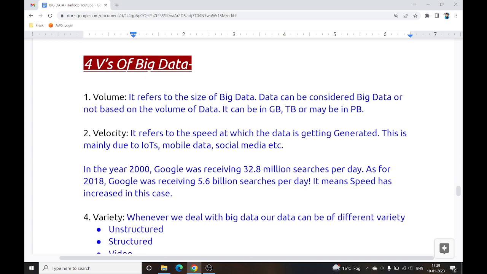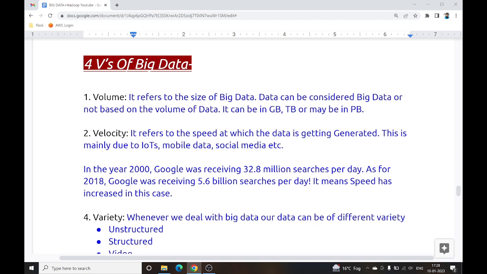Same thing I have discussed, it refers to the speed at which the data is getting generated. This is mainly due to IoT, mobile data, social media. So if you are using any social media platform in real time, you are generating chunks of data, and it is generating at a very high speed. Let's suppose 1 lakh people are using mobile phones or Facebook, so they are generating chunks of data in each second. So the velocity of data is very high.